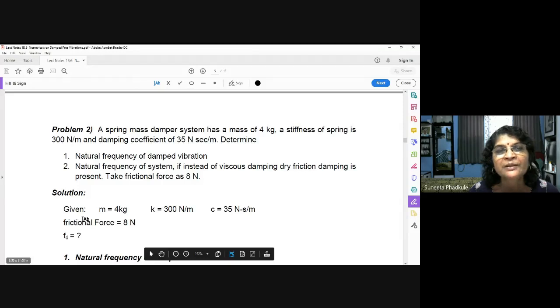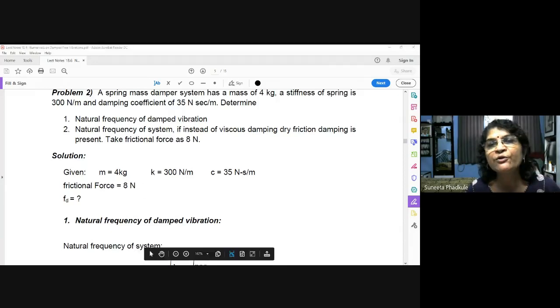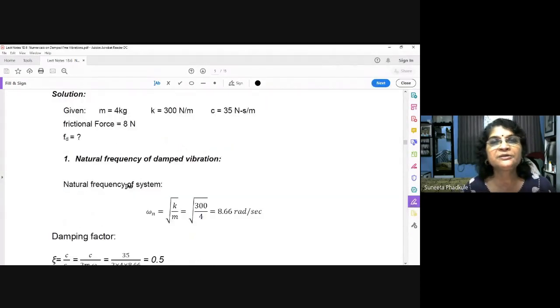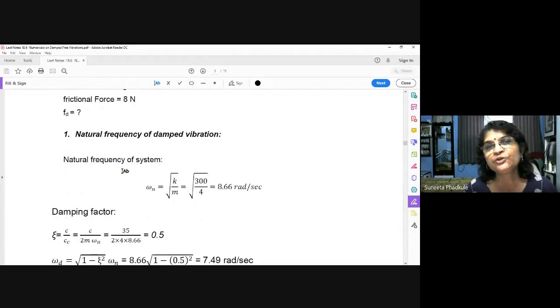Second, the natural frequency of the system if instead of viscous damping, dry friction damping is present. And take frictional force as 8 Newton. So if the damping is dry damping instead of viscous damping, we have to find out the natural frequency in both the cases. In the first case, it's very simple. K is given, M is given. So natural frequency omega n is equal to square root of K upon M. That comes out to be 8.66 radian per second.